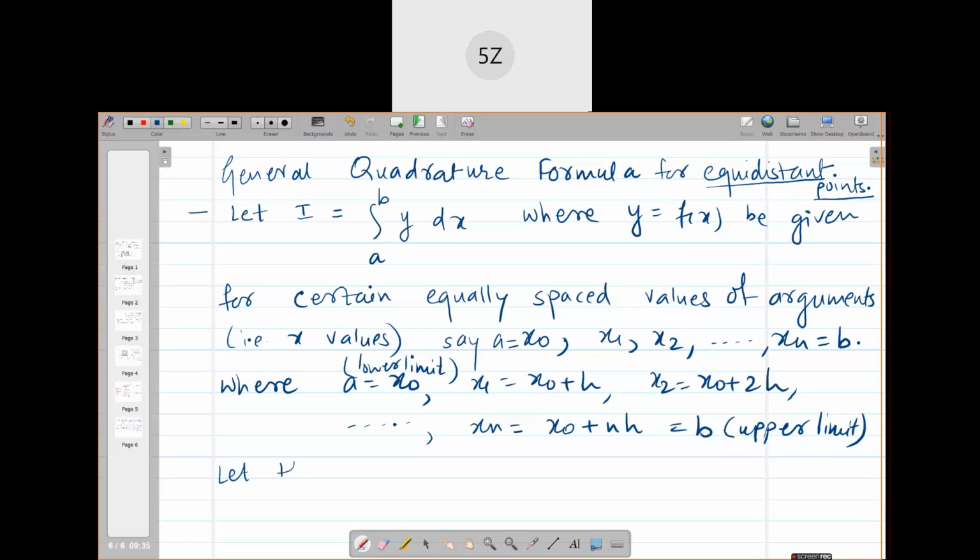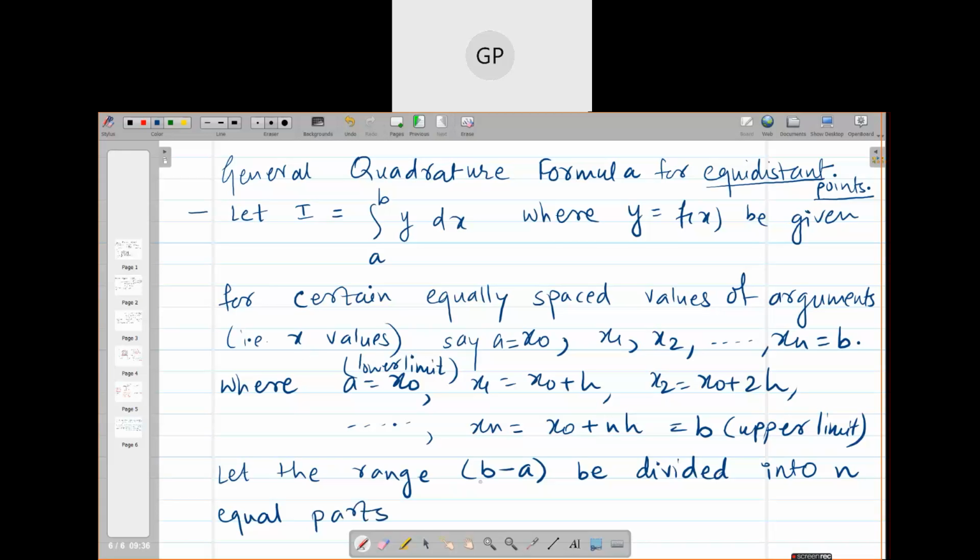Let the range, that is the length of the interval, b minus a be divided into n equal parts, each of width h.